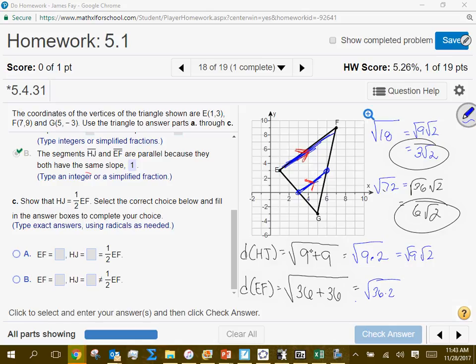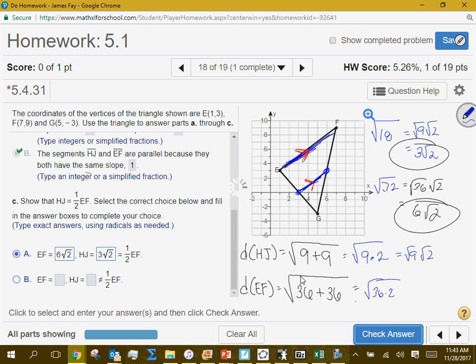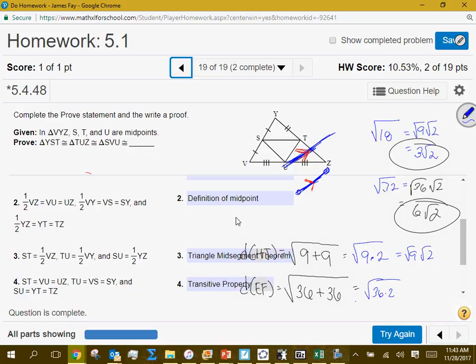Okay, when you see these two numbers being the same when you do the distance, that approach will always work. So now in option A, we want to say that they're equal. So EF is 6 radical 2, and HJ is 3 radical 2. And we're done.